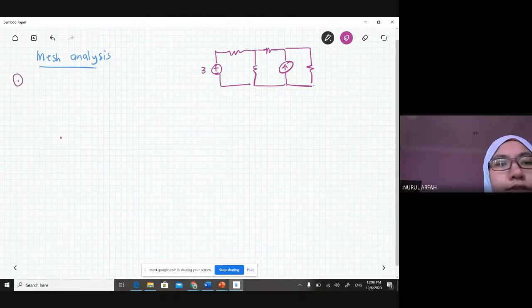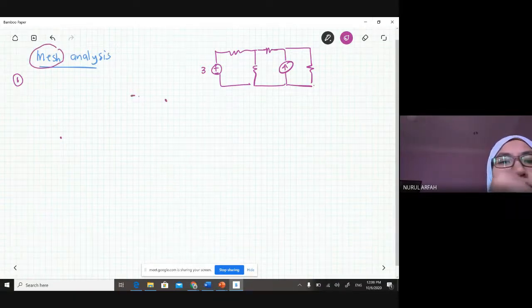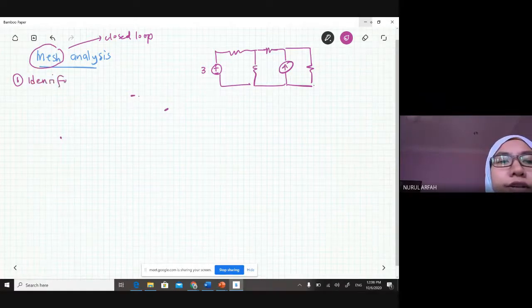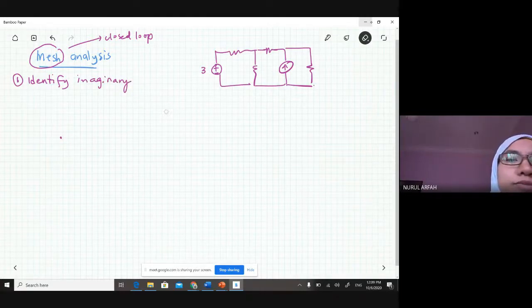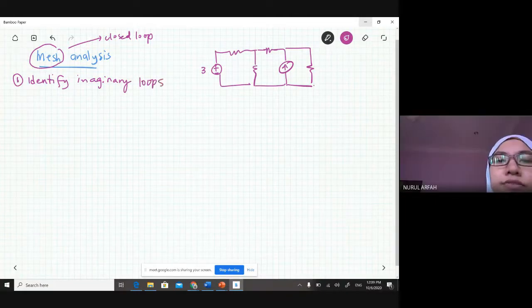Okay, first, as the name tells you, a mesh is actually a closed loop, right? A closed loop. You need to identify the imaginary loops. How many imaginary loops you have here? 3. Yes, good. So 1, 2, and 3. Just give a name there. So this is I1, I2, and I3. Okay, that's number 1.